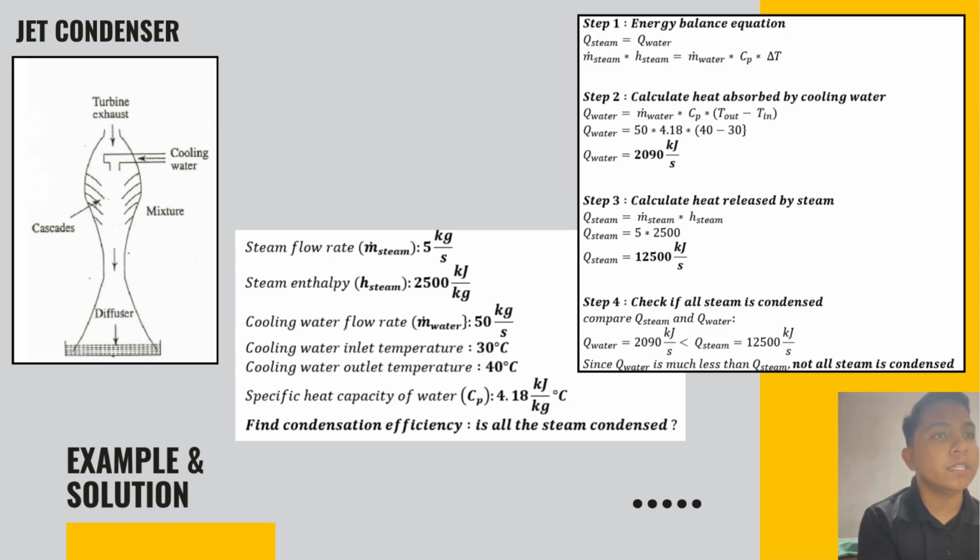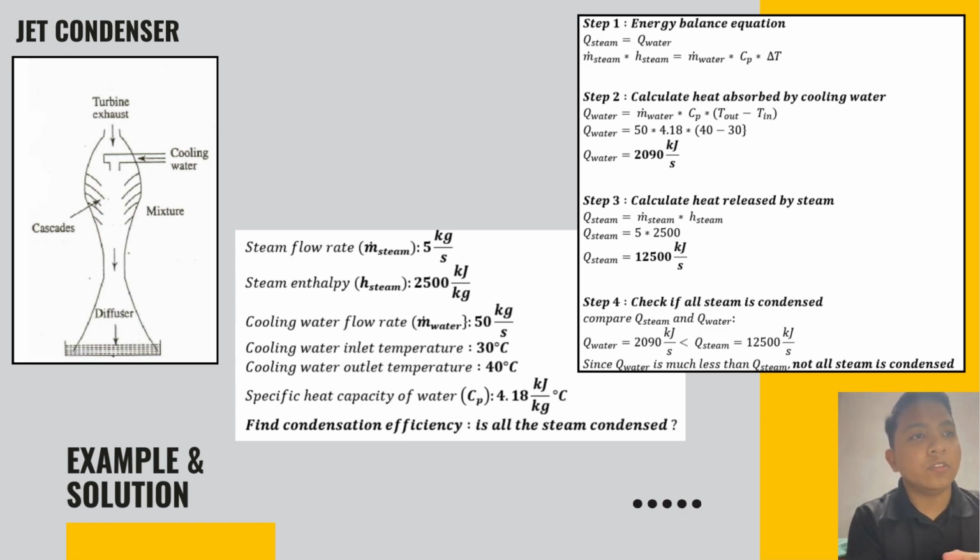Step 3, we need to calculate the heat released by the steam. So the formula is Q steam equals mass flow rate of steam times enthalpy of steam. For the value of Q steam, we get 12,500 kJ per second.